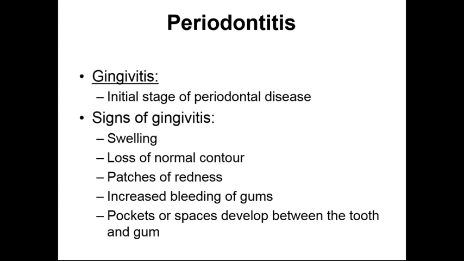There'll be a loss of contour. There'll be some red regions, particularly at the edge of the gums. There'll be an increase in the amount of bleeding of the gum lines, and pockets and spaces start to develop between the tooth and the gum. And these pockets can then store food and accelerate the rate of periodontitis.